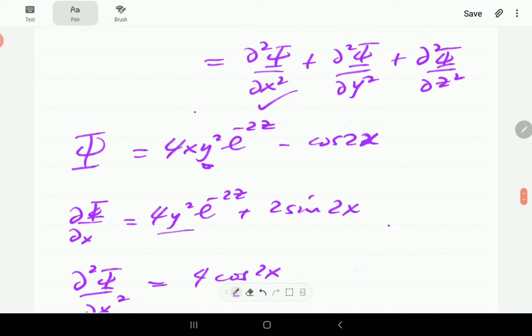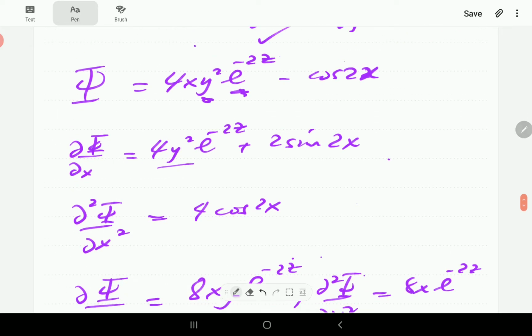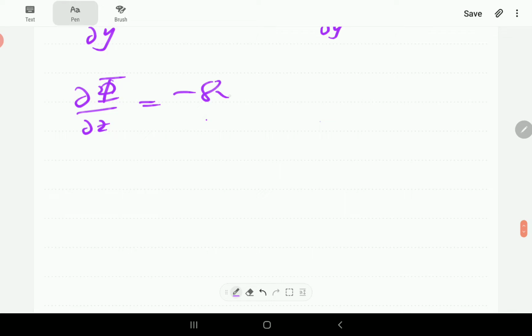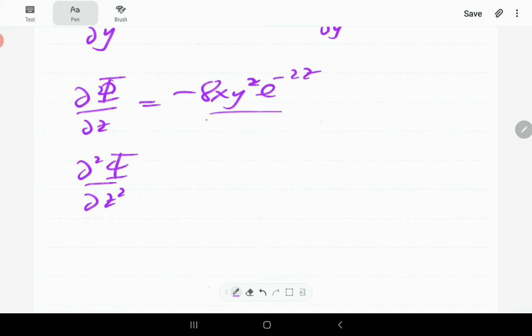Then lastly, we differentiate phi with respect to z. So z only appears in the first term. So when we do that, we're going to get minus 8xy squared e to the minus 2z. And then for the second order derivative, we differentiate this thing again with respect to z. So that is now going to be 16xy squared e to the minus 2z.